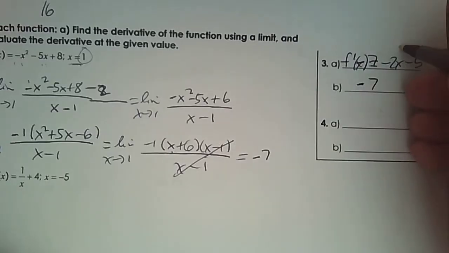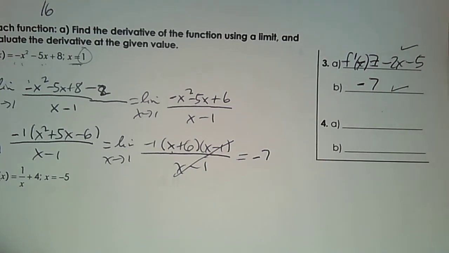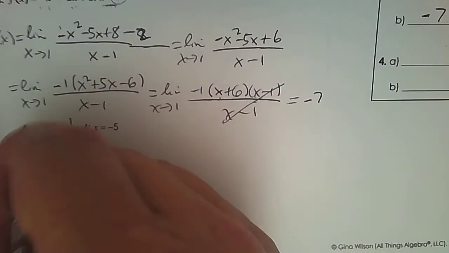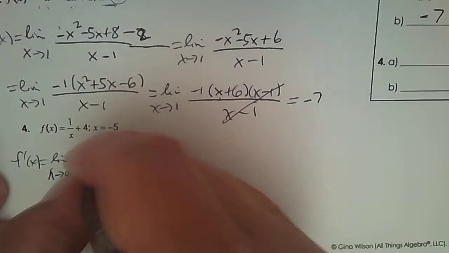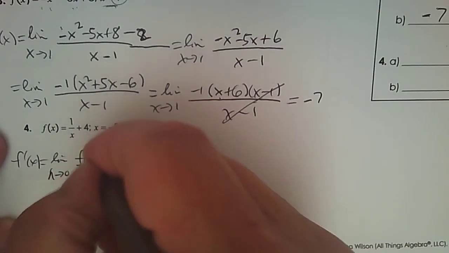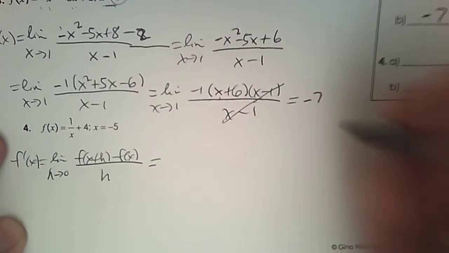So did you get negative 2x subtract 5? Did you get negative 7? All right, number 4. I'm going to go from the other definition of a limit and see if you can get the answer. You can always double check with shortcuts too. So the derivative here, the limit as h approaches 0 of f at x plus h, subtract f at x, all over h. There's the original.